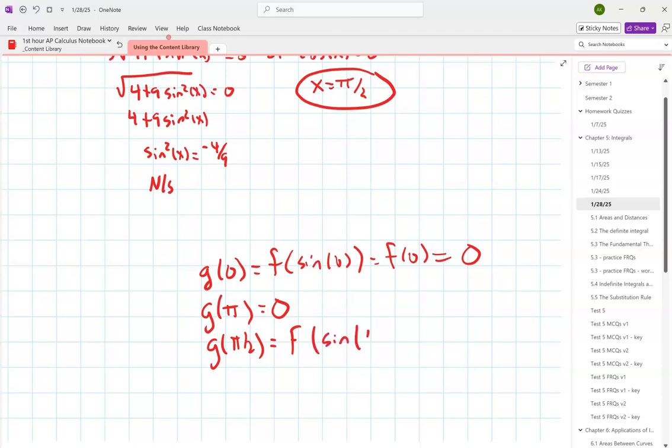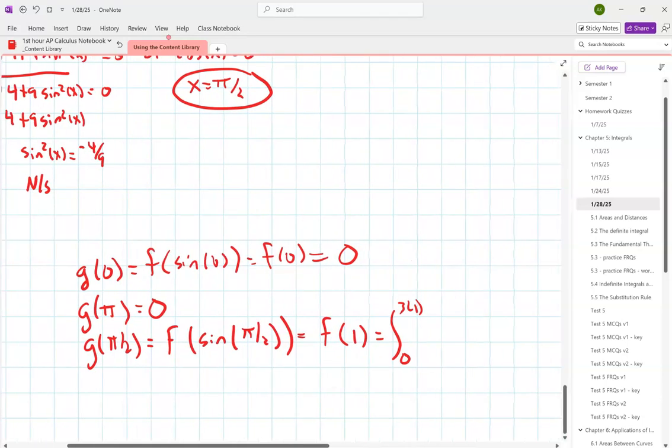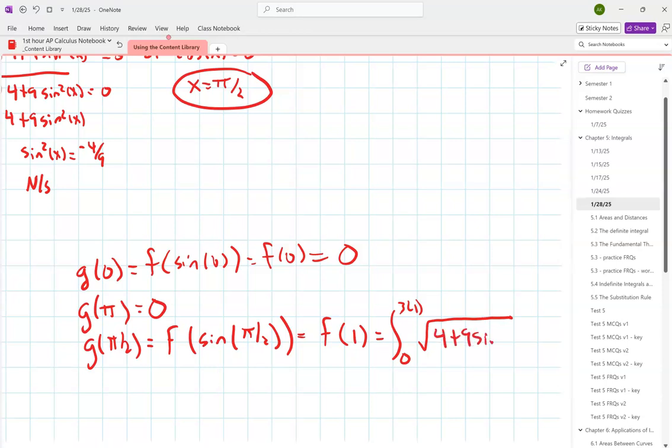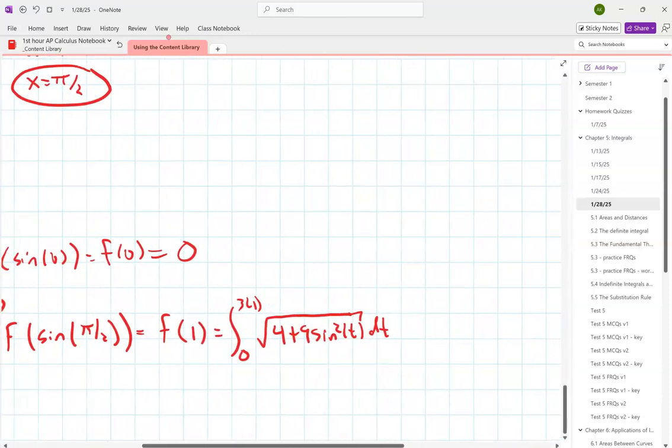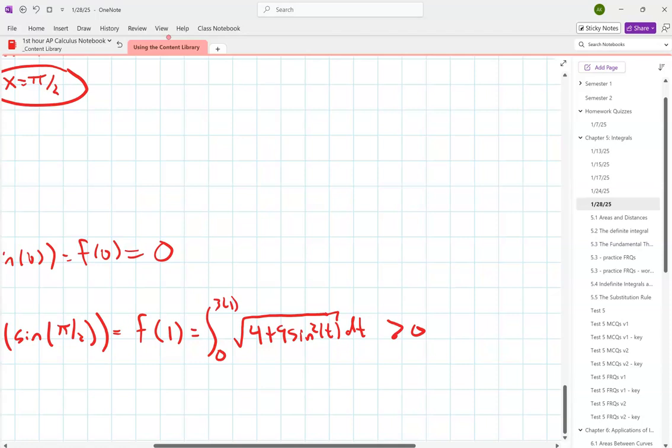G of pi over 2 is going to be f of sine of pi over 2. Sine of pi over 2 is 1. And I know that this is going to be greater than 0 because the 4 plus 9 sine squared is all positive values. So it's always going to be above the x-axis. Everybody agree with that? So anything I integrate underneath that is always going to be a positive value, right?